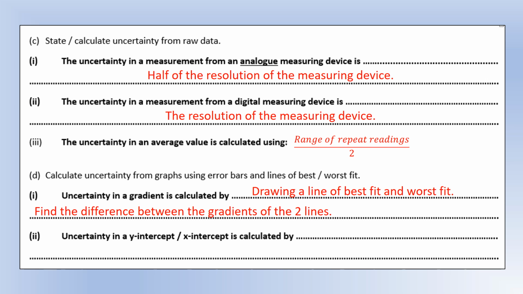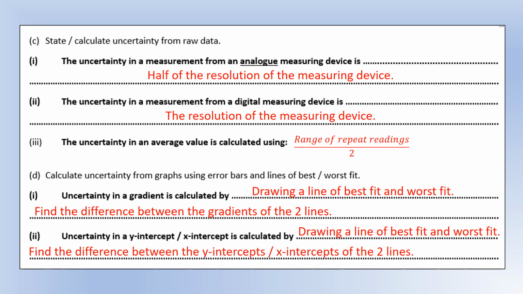It's the same process with the intercepts. Again, you draw your lines of best and worst fit, or use the same ones, and then you find the difference between the intercepts of the two lines. Those are your uncertainties.